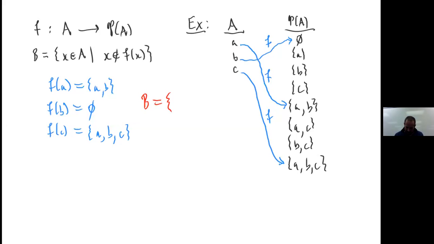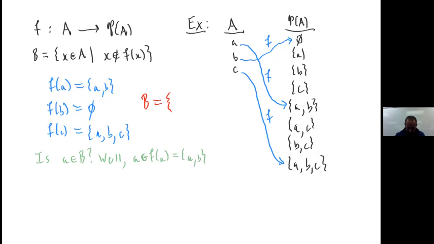Okay. So let's ask some questions here. Is little a an element of big B? Well, does A belong to its image? Does A belong to the output? Does little a belong to the output for little a? Yeah, well, A belongs to F of A, which is the set consisting of A and B.